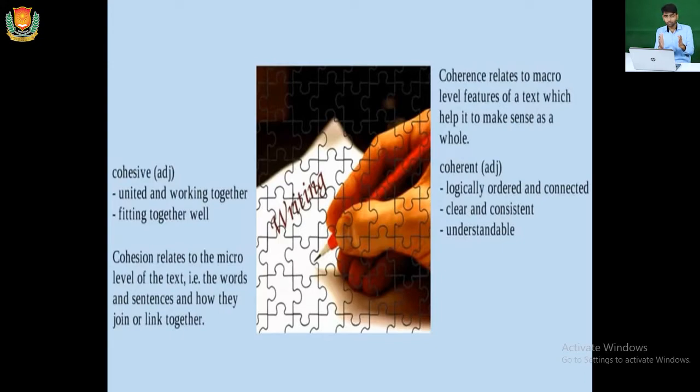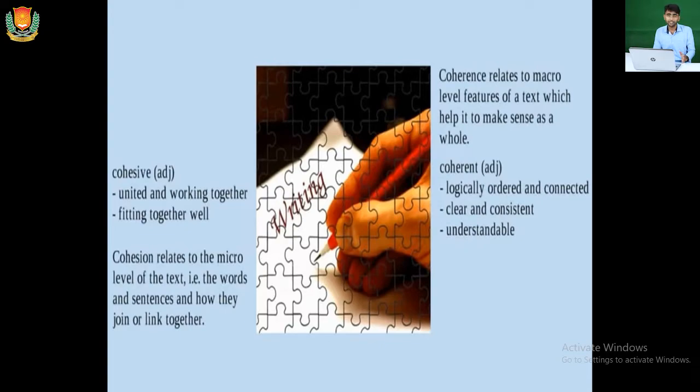So this whole, what a particular text or a group of sentences or any paragraph conveys its meaning as a whole, this whole meaning is called coherence. How the words are set, how the sentences are set, it's a matter of cohesion, and how the whole context is delivering its meaning to the readers, it's a matter of coherence. And that is the basic difference between the two.